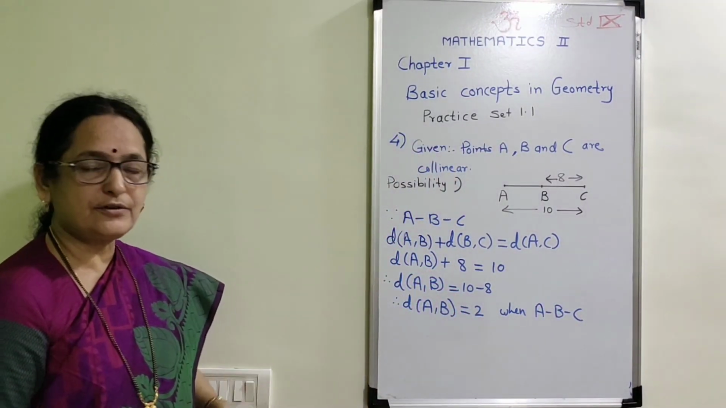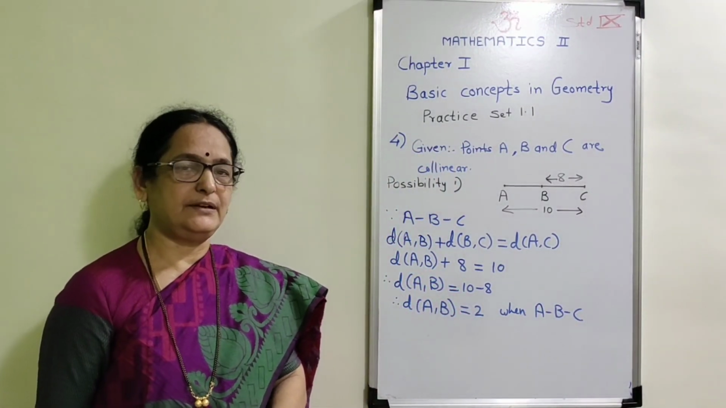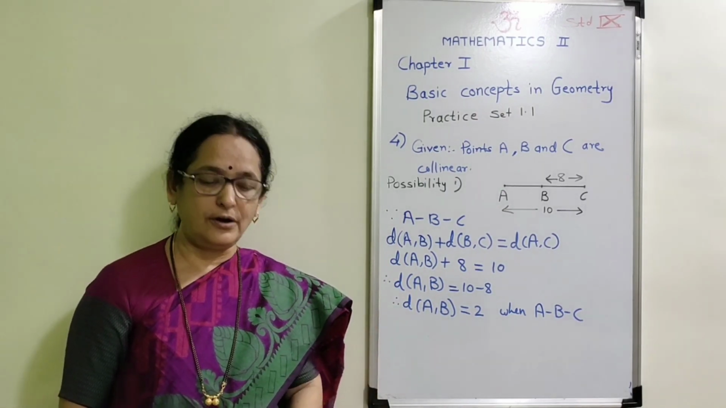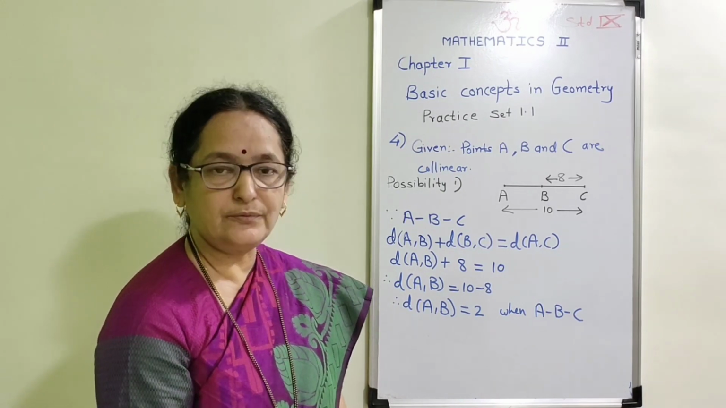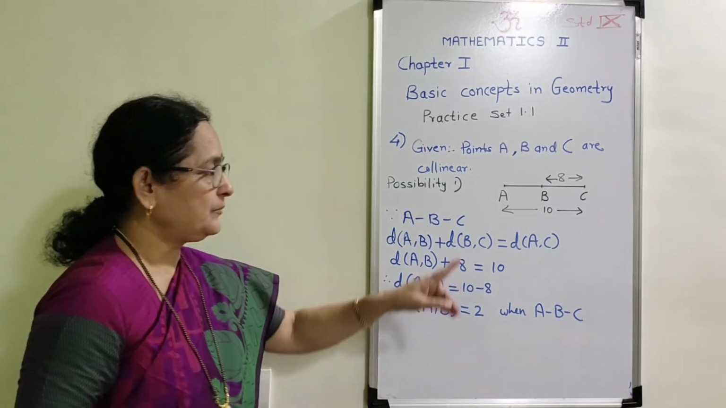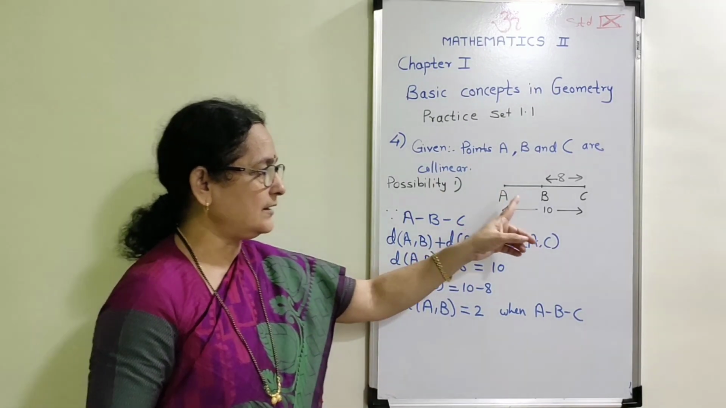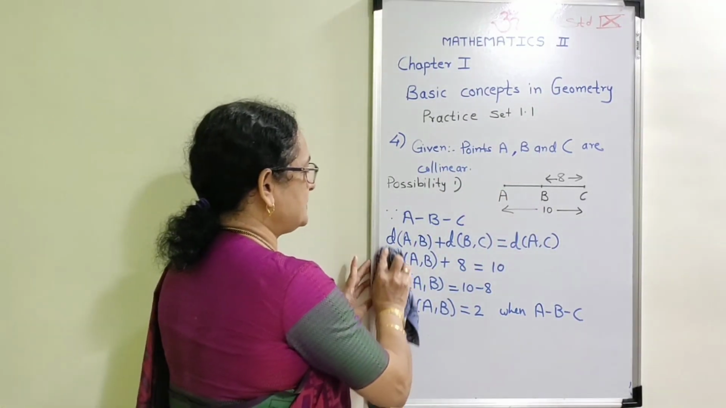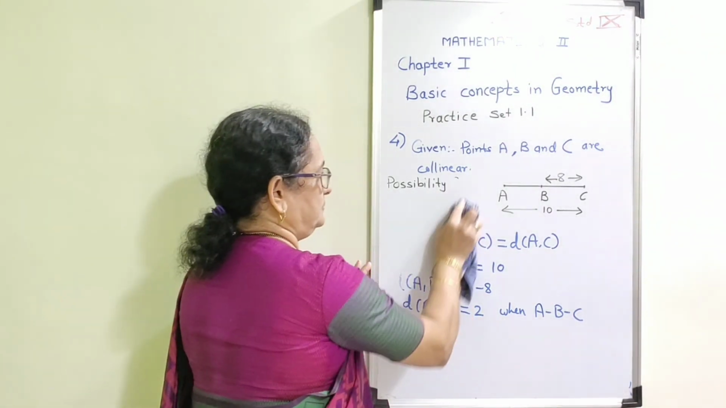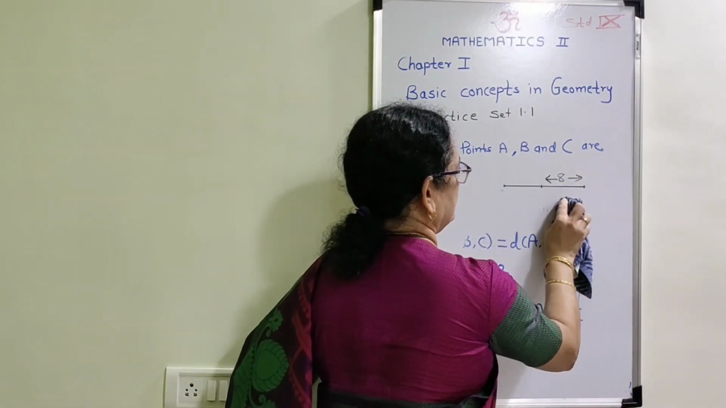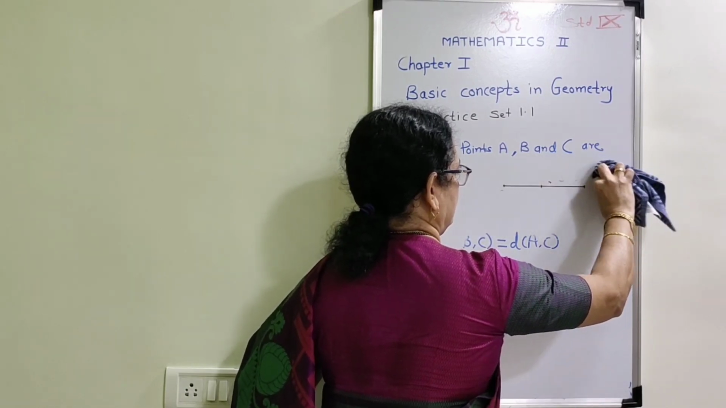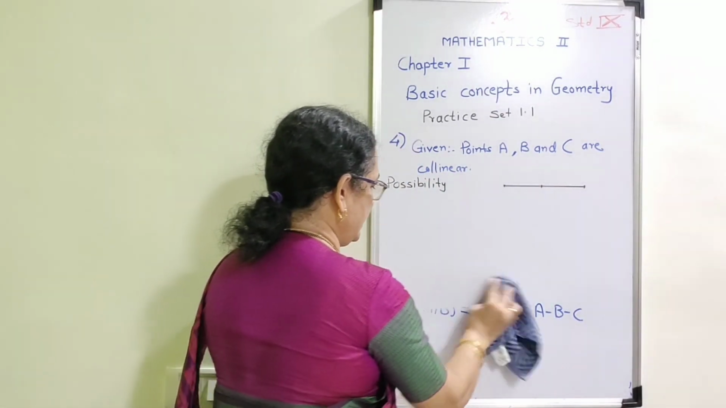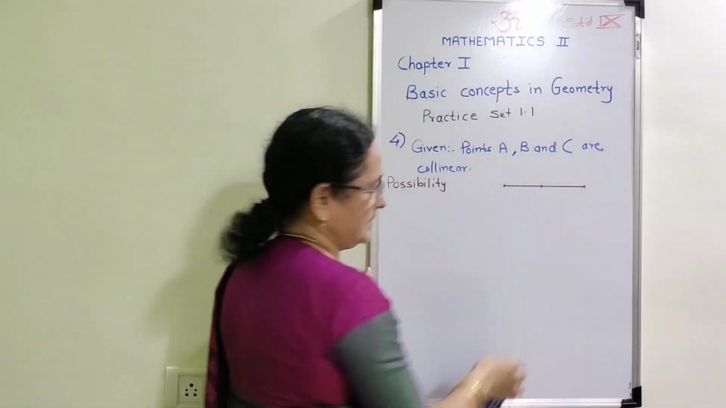Now I am going to consider the second possibility, and I will discuss that the third possibility is not possible. That means that condition we are not going to discuss. Now please remember that we have taken B in between A and C. Now the possibility number 2. Observe the given distances and we are going to think about the second possibility.